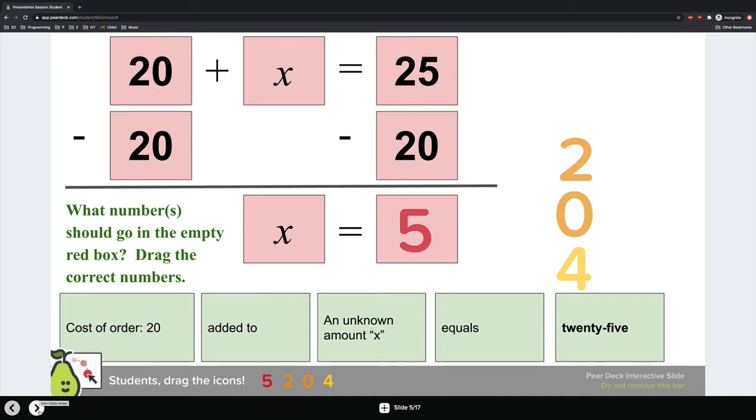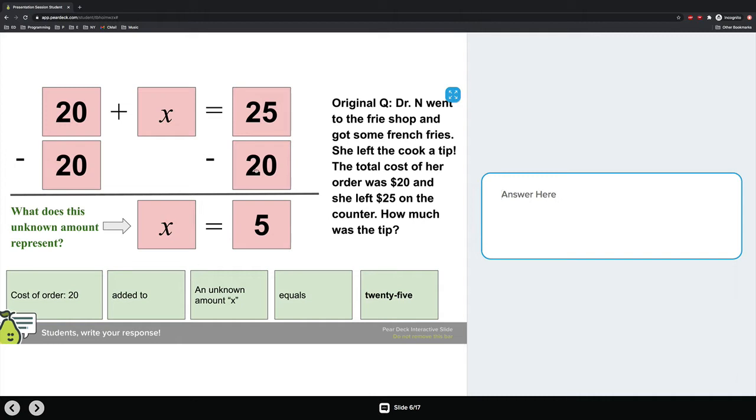These types of problems are good for qualitative feedback, where you can give them feedback about what they did or didn't do correctly. This is not the best way to auto grade a Pear Deck exercise. We'll talk about that in a minute. These kinds of questions here are easier to auto grade. What does this unknown amount represent? So they want us to answer here in green, what does this unknown answer represent? And we would write the tip, because that is what this 5 actually represents.